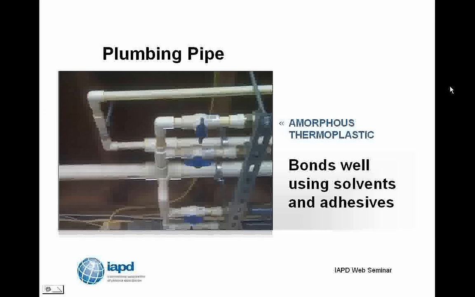In contrast, it's very difficult to do that with semi-crystalline plastics like high-density polyethylene pipe, which you have to weld via thermoplastic welding. Now, I'm not saying that plumbing pipe can't resist any chemicals. It'll certainly resist that orange hair dye that my 12-year-old daughter flushes down the drain. However, for thermoplastic plumbing pipe made from amorphous thermoplastics, I wouldn't want to put things like aggressive solvents down the drain because it's an amorphous plastic chosen for its ability to bond well using solvents and adhesives.